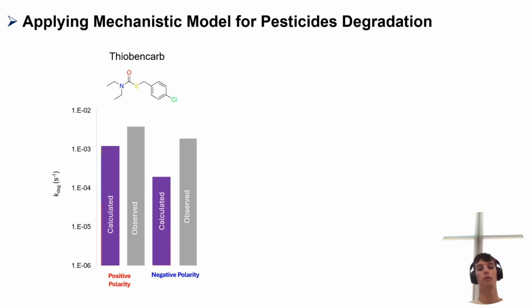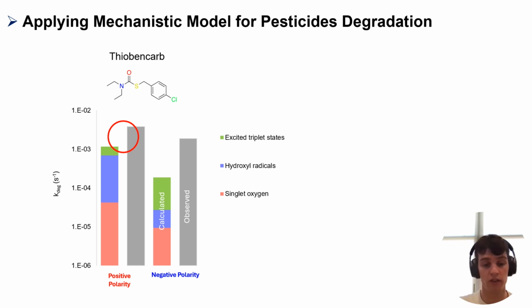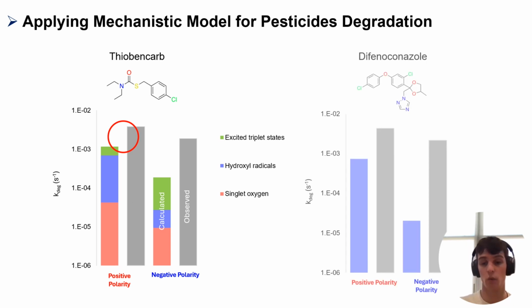So here's our model for thiobencarb. We can see it's a good flux approximation between the calculated and the observed, but there's a gap between them, the same for negative polarities, where the gap is even bigger. This gap can be explained by the model being simple. It's not a complex model, but we can see the different reactive species for this pesticide. We also have the model for the second pesticide, difenoconazole, with still a gap between the observed and the calculated.